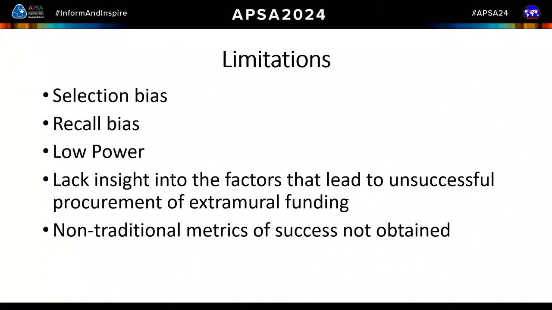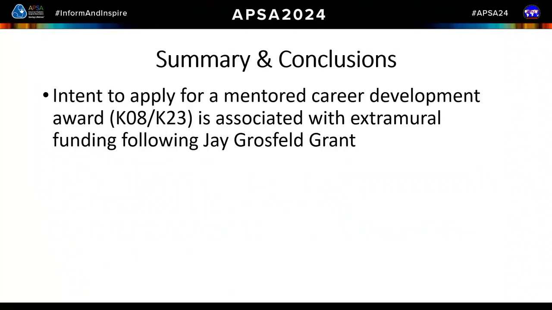This isn't without limitations. There's selection bias and recall bias with it being a survey, and low power due to the number of respondents we had. And we also have a lack of insight into the factors that led to unsuccessful procurement of extramural funding. And we also weren't able to account for other metrics of success, such as TV appearance, social media appearance, and book chapters that we're unaware of.